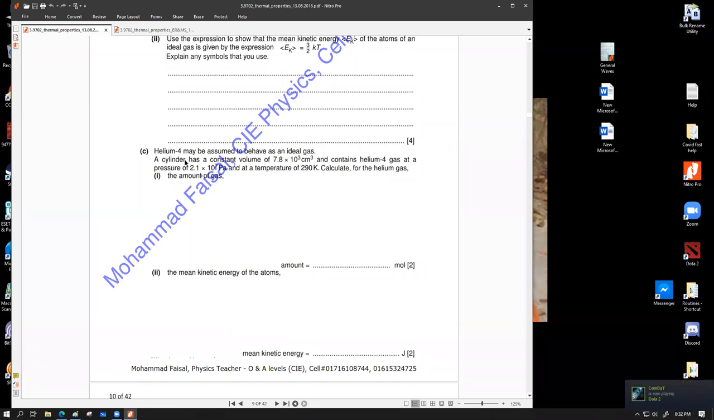So 4 is the atomic mass number or relative atomic mass. If you multiply it by the u value, you get the total mass of the atom. u is the atomic mass unit. So you know the half mc squared, you need to calculate half mc squared.